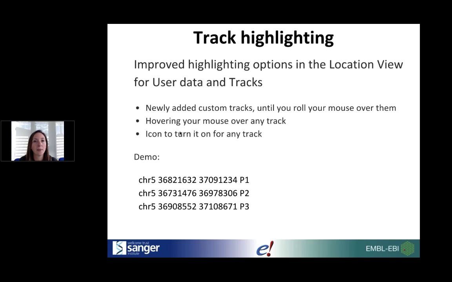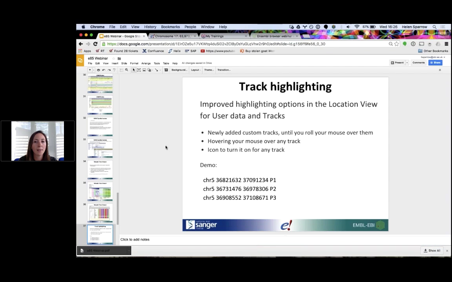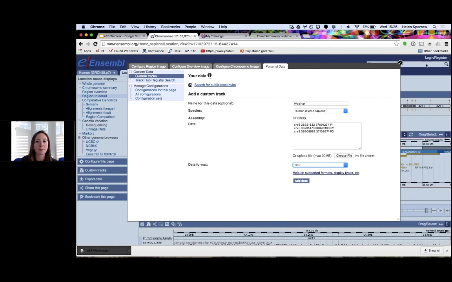Okay, so the last thing that I'm going to talk about for new things in Ensembl is track highlighting, which hopefully you guys will find useful. I'm just going to do a demo here, but briefly, when you add a new custom track, that will be highlighted initially until you roll your mouse over it. As you hover your mouse over any track, that will be temporarily highlighted. We also have a little toggle button to turn on highlighting for any track, and that will remain highlighted until you untoggle it.